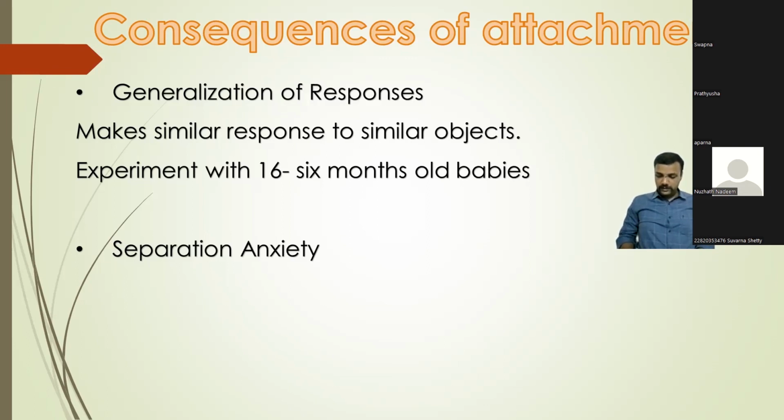And it is said that in American children, 10 months is the age where this separation anxiety develops, but Ugandan children usually show it at the age of 6 months. So all these things, consequences of attachment, decide how their responses will be and how their separation anxiety will be. Because of attachment, generalization of responses and separation anxiety develop. So mental processes and actions depend on all these.